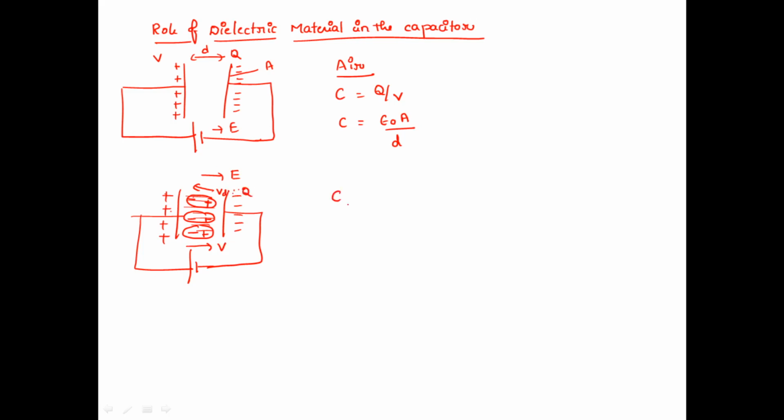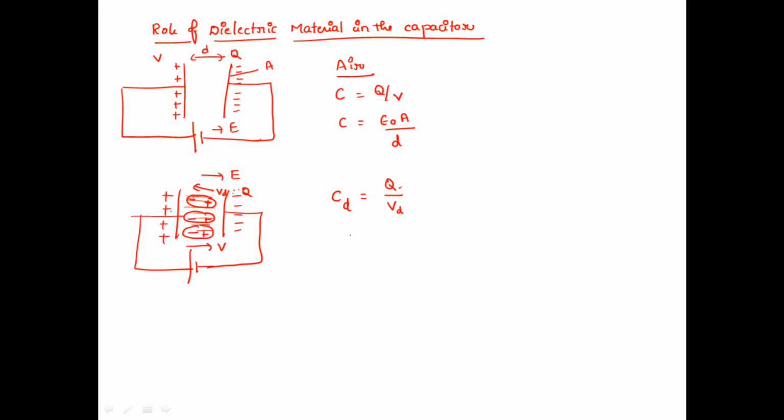So whenever the dielectric material is introduced in between the plates, the charge on the capacitor plates doesn't change, but the net voltage between the capacitor plates will be decreased because of the creation of dipoles in the dielectric material. That net voltage can be written as Vd. As the voltage decreases, the capacitance will be increased.